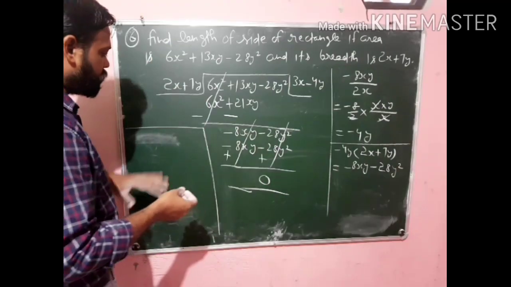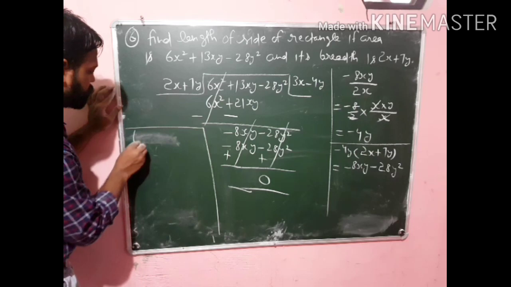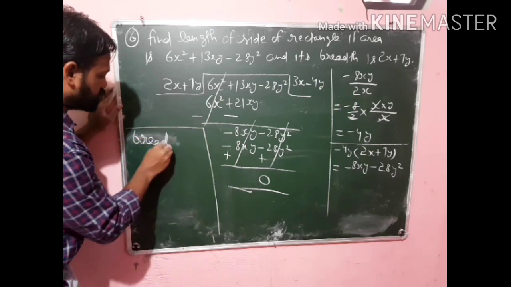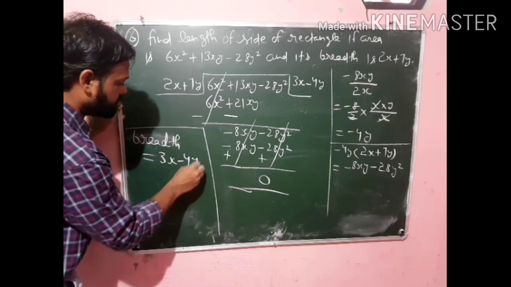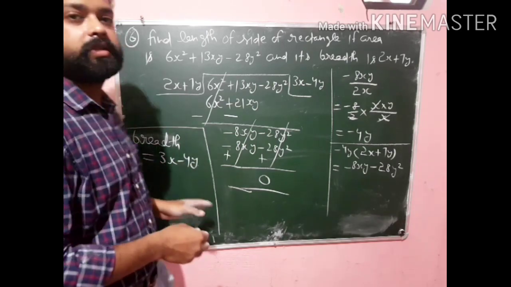So in this case we find the value of the length, and the value of the length we can write down here. That is 3x minus 4y. I hope this is clear to you.